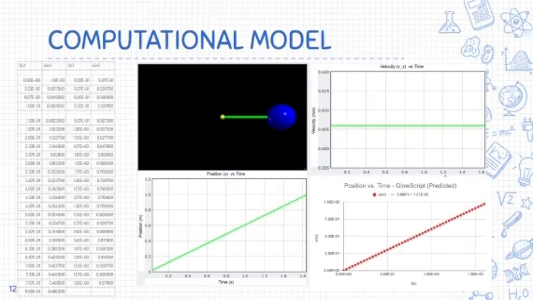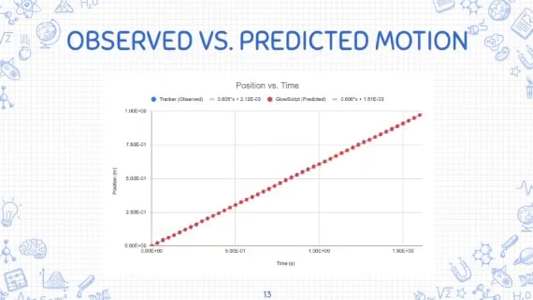Then I was able to take all of the data and put it into a position versus time graph in Google Sheets, which was able to plot the linear position versus time graph. Then when I put the observed versus predicted motion on the exact same graph, they showed to have the exact same linear position versus time graph, showing that the momentum principle did prove in the computational model that it's the exact same as the observed motion, which I physically observed.